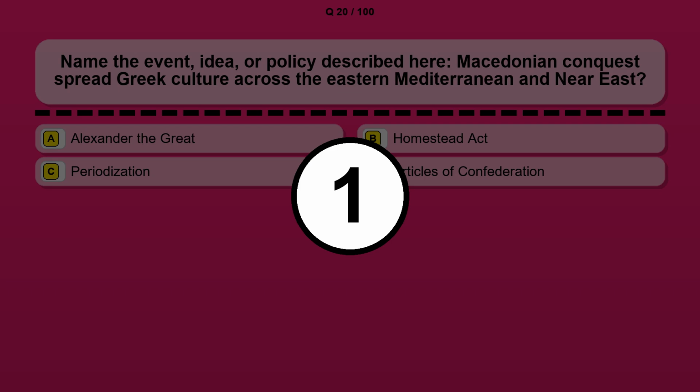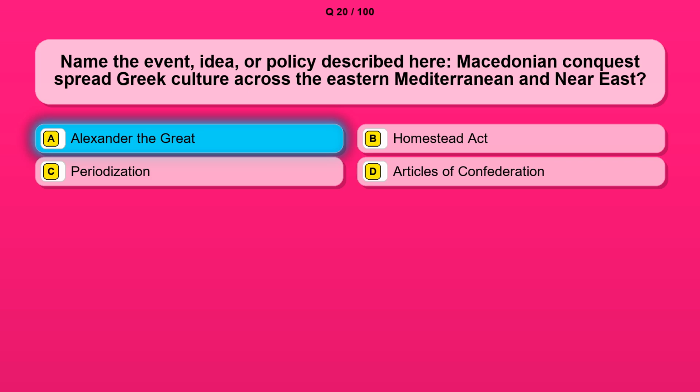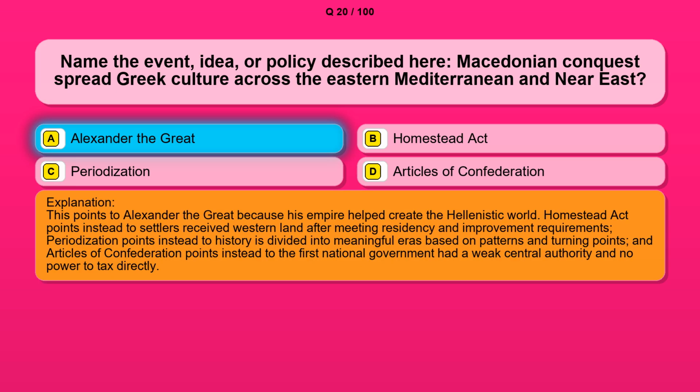The correct answer is option A, Alexander the Great. This points to Alexander the Great because his empire helped create the Hellenistic world. Homestead Act points instead to settlers receiving Western land after meeting residency and improvement requirements. Periodization points instead to history being divided into meaningful eras based on patterns and turning points, and Articles of Confederation points instead to the first national government having a weak central authority and no power to tax directly.